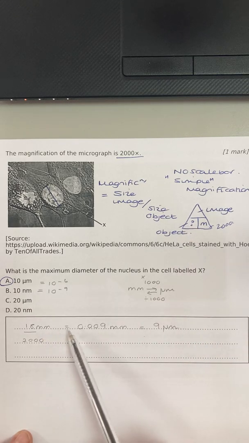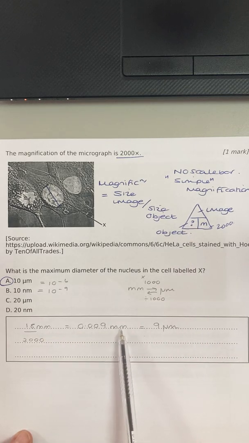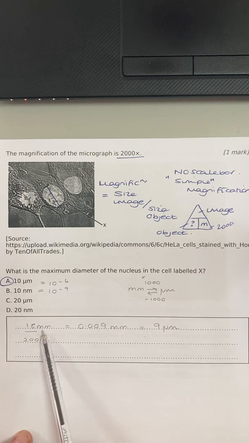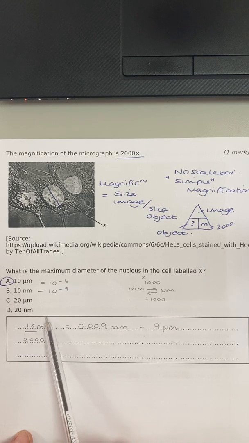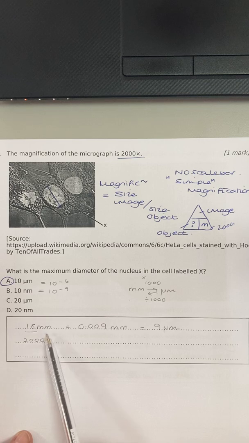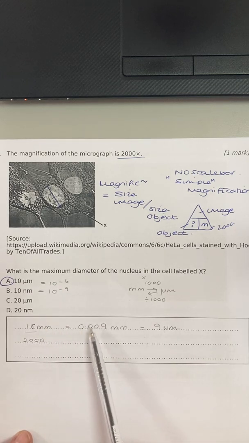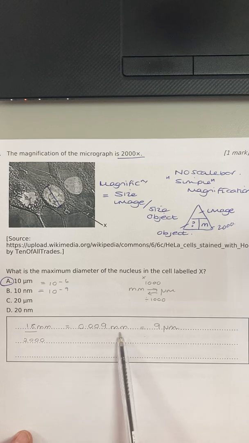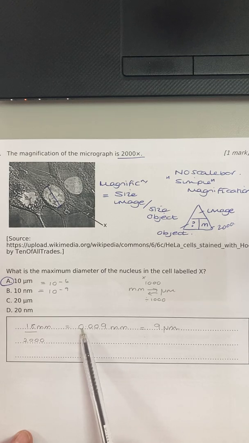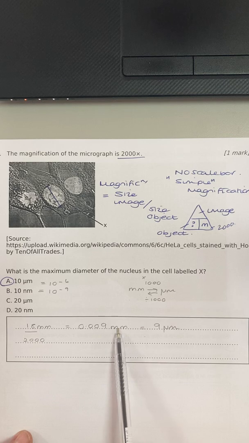I have to remember that the size of the object will have the same units as the size of the structure that I actually put in. So because I put in the size of the image in millimeters, the size of the object is also going to be in millimeters. So I have an answer that's 0.009 millimeters.